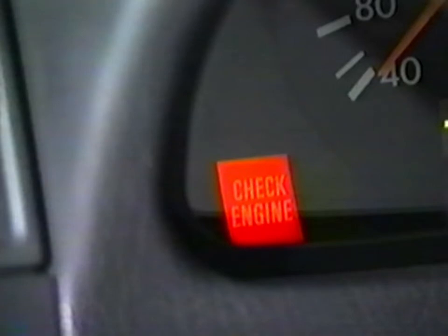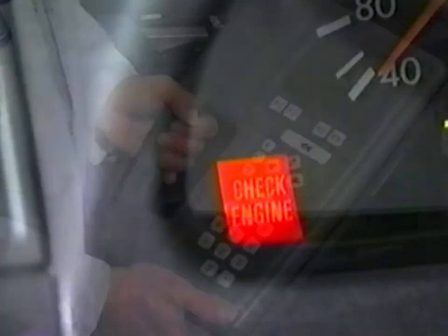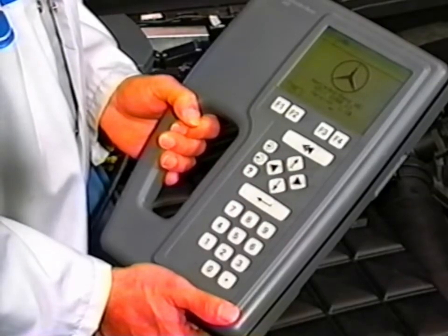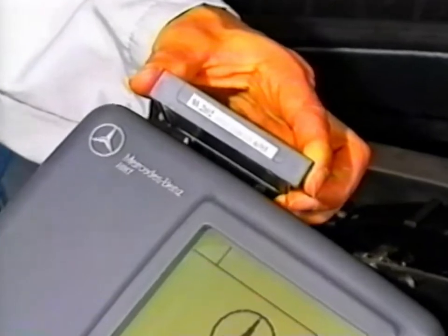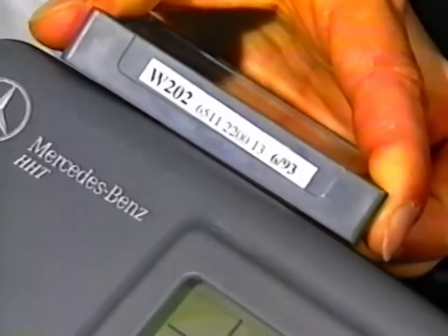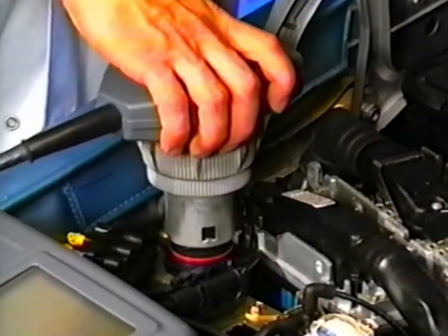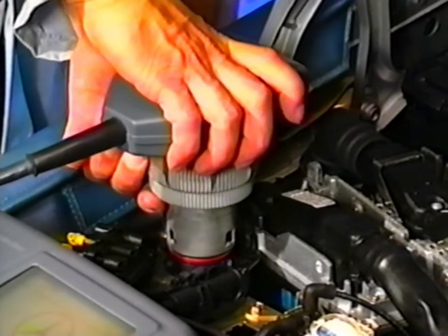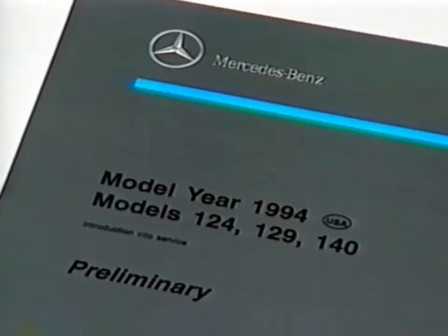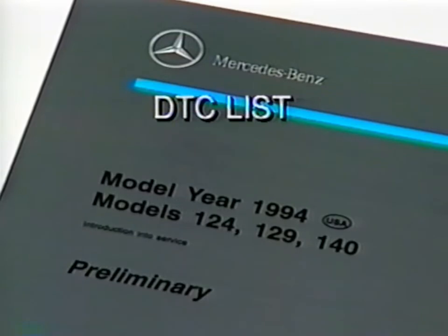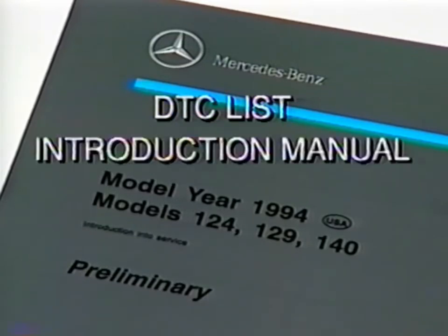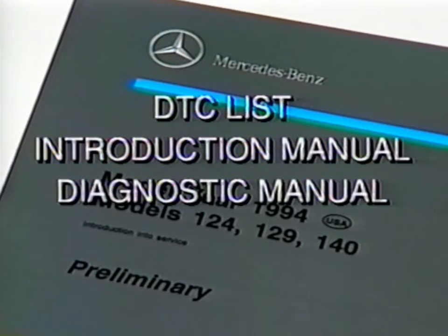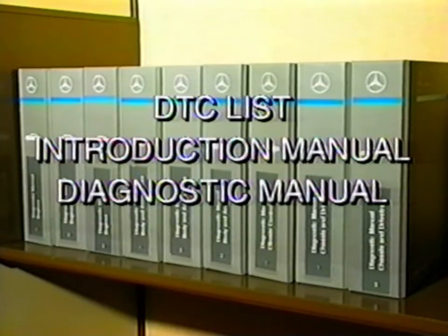When a legitimate fault does cause the check engine lamp to come on, the diagnosis begins with the handheld tester, the appropriate tester module, and the multiplexer cable originally introduced for the Model 140. The listing of DTCs for the diagnostic module is found in the Introduction Manual for Models 124, 129, and 140, and in the Diagnostic Manual, Engines, Volume 3, Section 8.